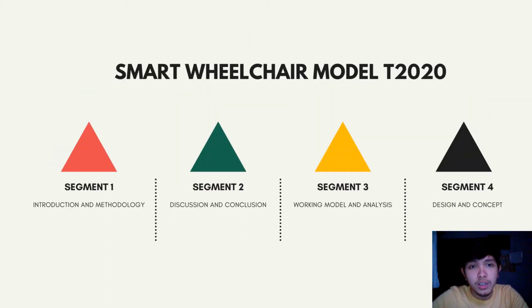Our presentation title is Smart Wheelchair Model T2020, and this presentation will be divided into 4 segments. The first segment will be handled by Lenian on Introduction and Methodology. The second segment will be handled by Leonard on Discussion and Conclusion. The third segment will be handled by Hidayat on Working Model and Analysis, and the last segment will be handled by me on Design and Concept. So let us move to our first segment with Lenian.